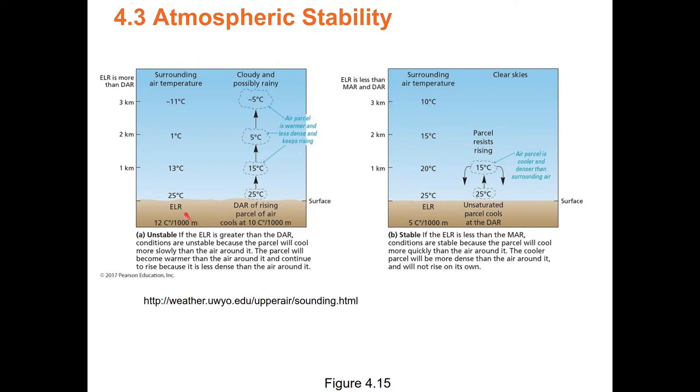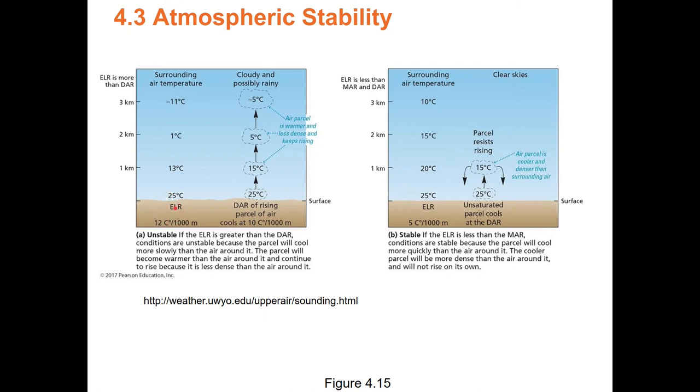So in this example, somebody sends up a balloon and determines that the environmental lapse rate is 12 degrees of cooling for every kilometer of lifting. And our parcel, even if it cools at 10 degrees every kilometer you go up, is going to cool by 10. The air around it, the environment, is going to cool by 12.